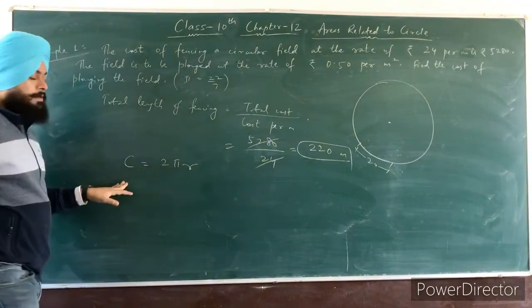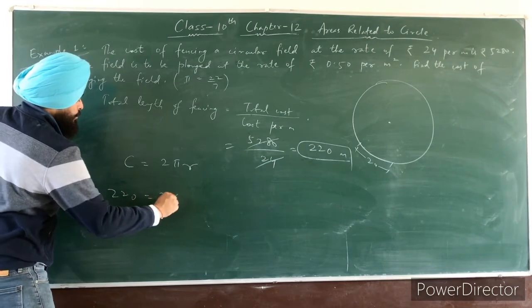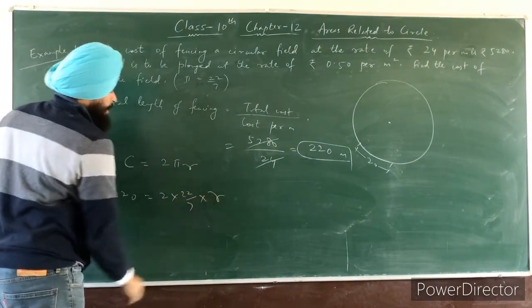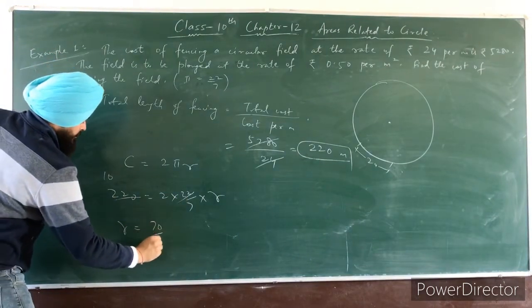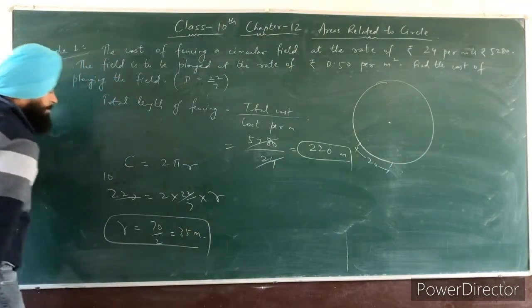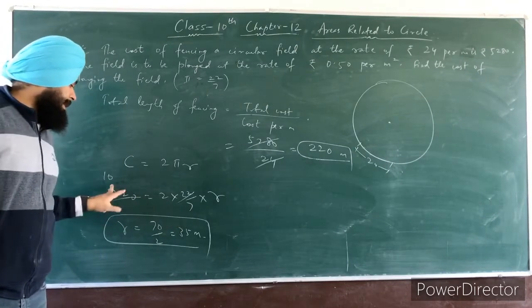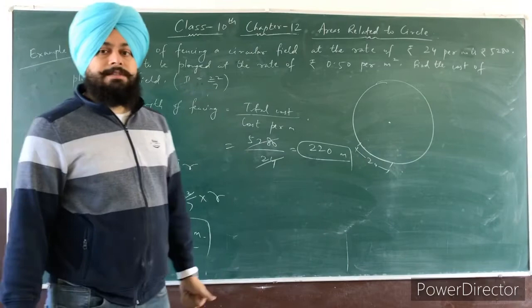So the formula for circumference is 2 pi r. Circumference is 220 equal to 2 pi r. Value of pi is given as 22/7 into r. So it is how much? 35 meter. Alright. 22 times 10 is 220. 7 times 10 is 70, divided by 2. 70 by 2 is 35 meter. It means radius is 35 meter.